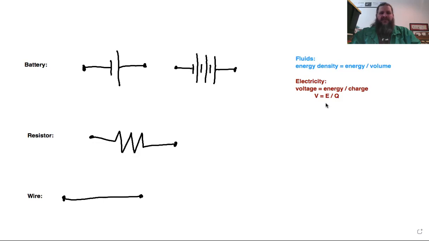So in a way, it's very much like the energy density in fluid systems, or even specifically the pressure. So when we talk about the voltage at a location in the wire, that's like talking about the pressure at a location in a pipe. It's the amount of push that makes things flow.